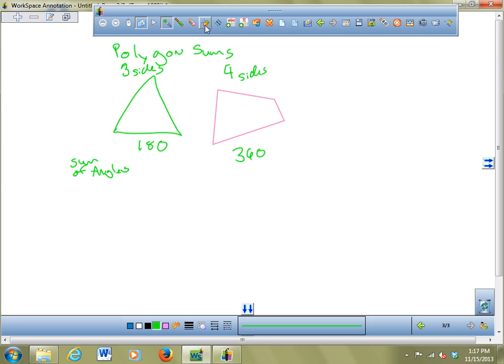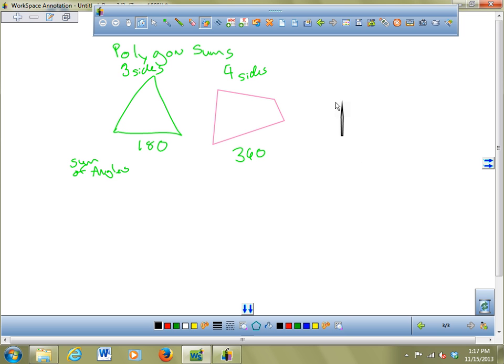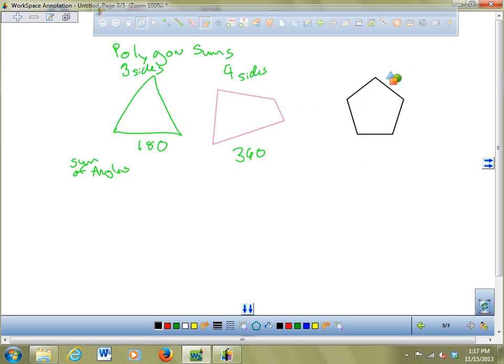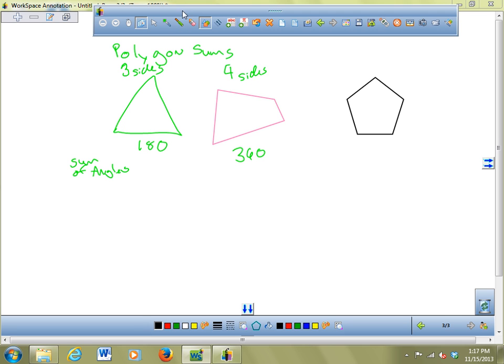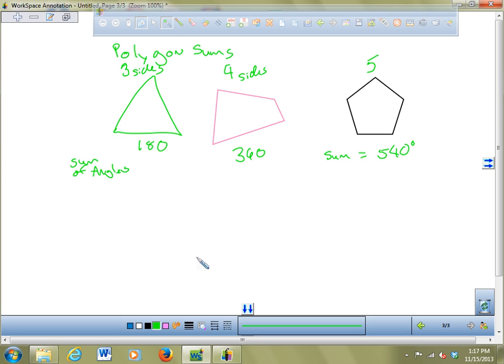If I had five sides, let's see if it will let me draw a five-sided shape. Here's a five-sided shape, the pentagon. What do you think the sum of the angles is? 540. How do you know that, John? That's correct. Where did you get that, Vince? Carter did that in the NBA dunk contest, 540 dunk, where you spin around, one time and like a half.